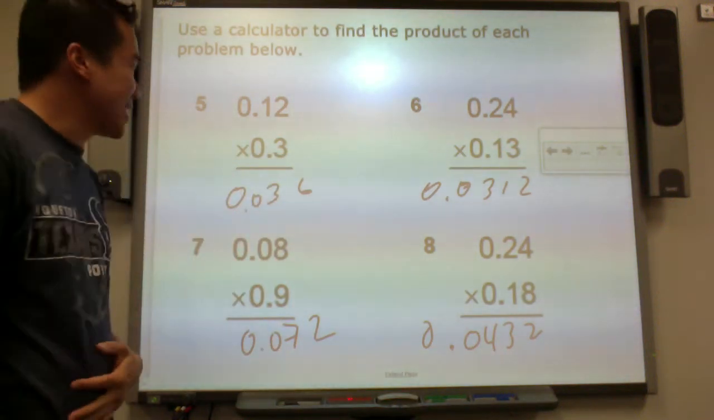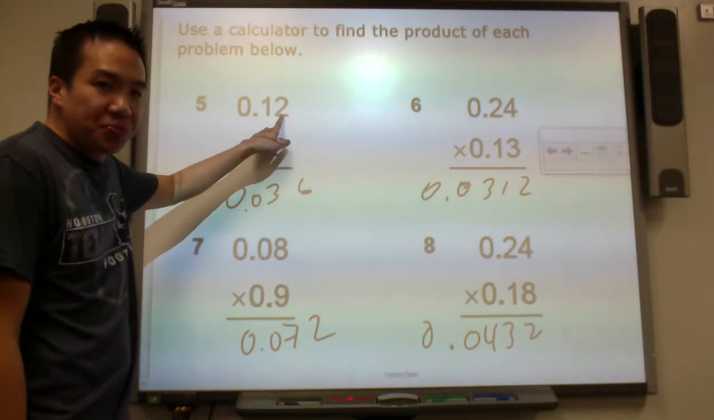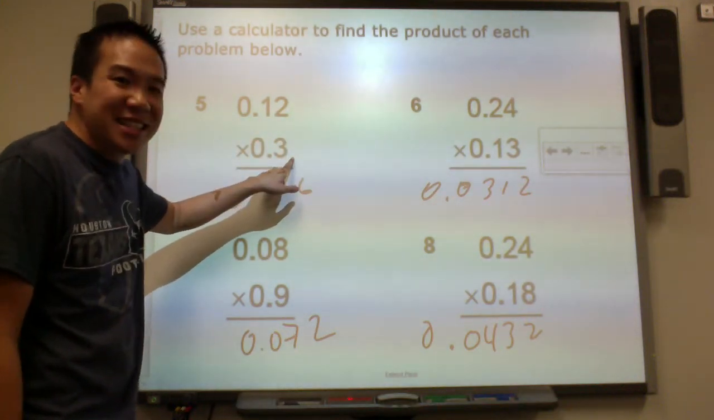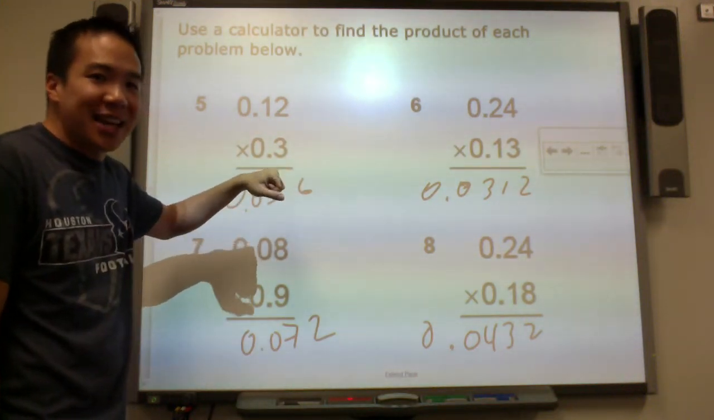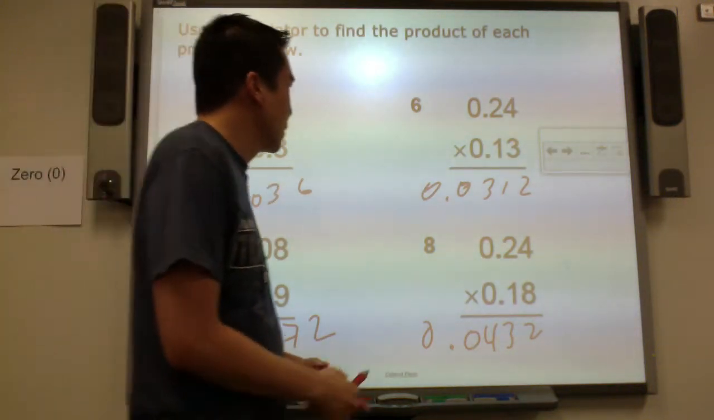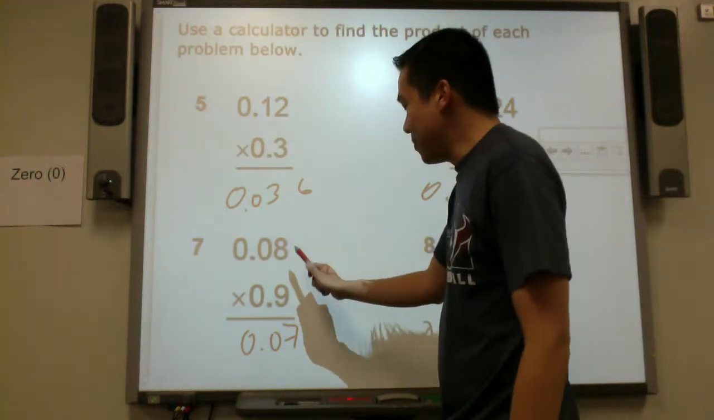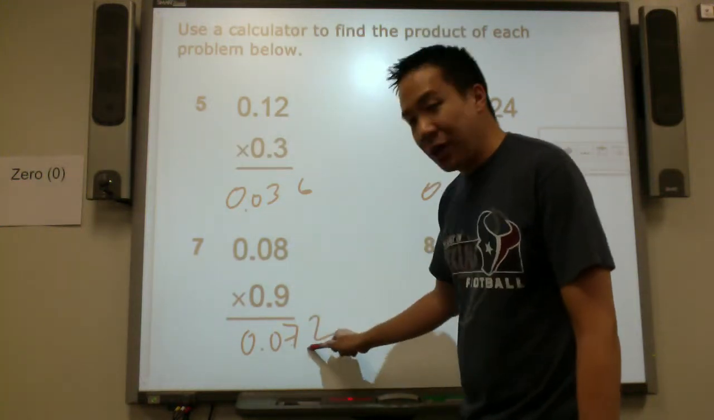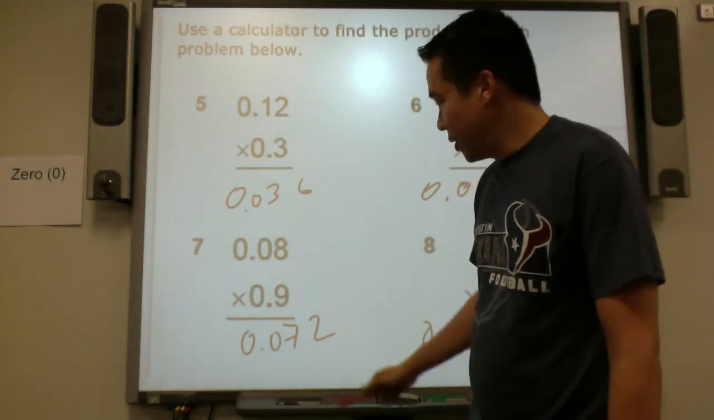Another way to think of it is this. This is the hundredths place, times the tenths place. 100 times 10 is the thousands place. Is this in the thousandths place? It is. Next one. 9 times 8 is 72. There are 3 places. This is in the thousandths place.